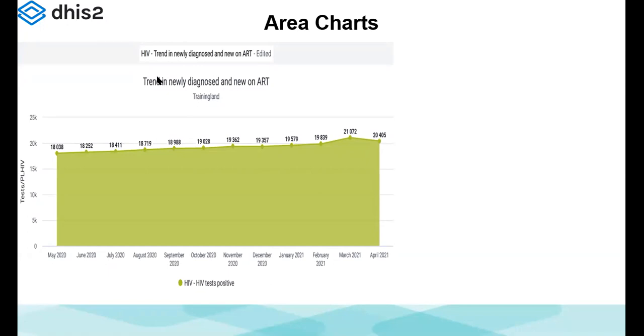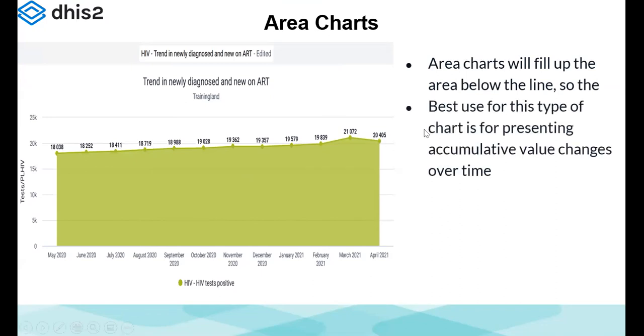So, basically, area charts are another variant of line charts. It's just that it gives more focus to the area below the line, right? So you have the line chart right here, and it has also applied some color to the area lying beneath the particular line that we are concerned with, right?